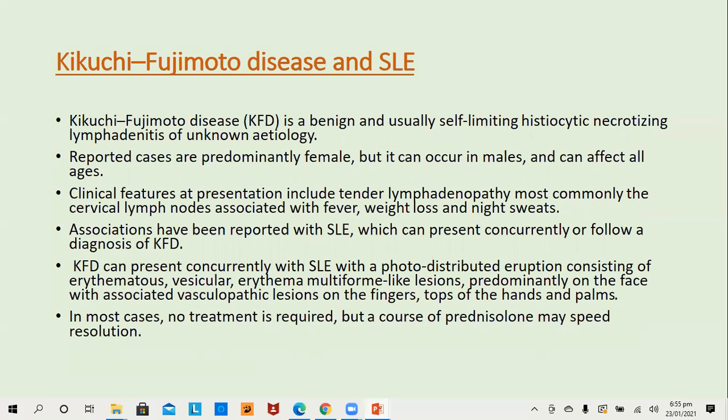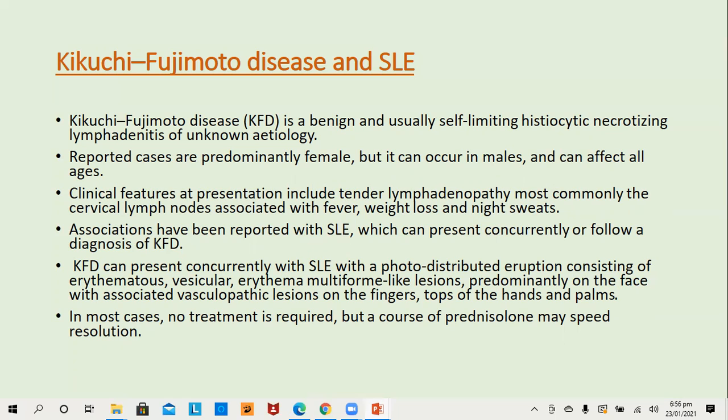Kikuchi-Fujimoto disease and SLE. Kikuchi-Fujimoto disease is a benign and usually self-limiting histiocytic necrotizing lymphadenitis of unknown etiology. Reported cases are predominantly female, but it can occur in males and at all ages. Clinical features include tender lymphadenopathy, most commonly of the cervical lymph nodes, fever, weight loss, and night sweats.